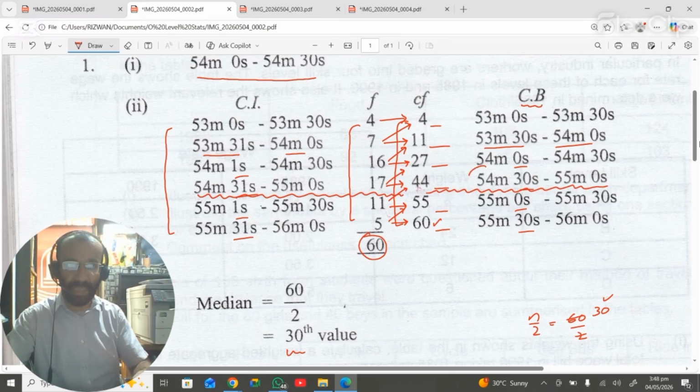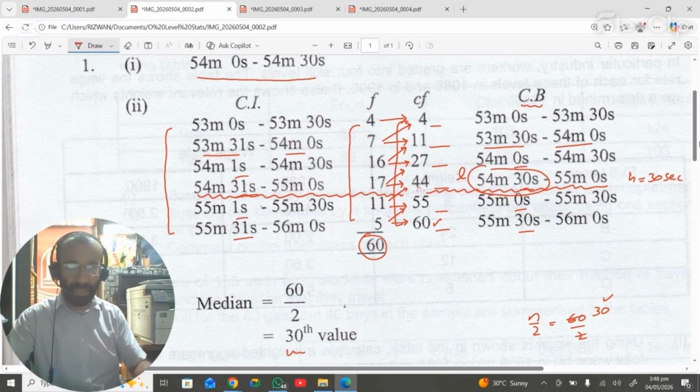So this is L, that is the lower class boundary. H is from 54 minutes 30 seconds to 55 minutes 0 seconds. So H will be 30 seconds.